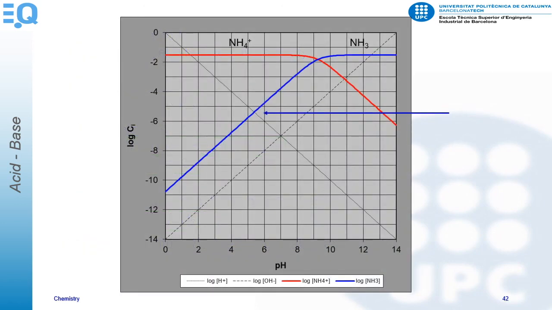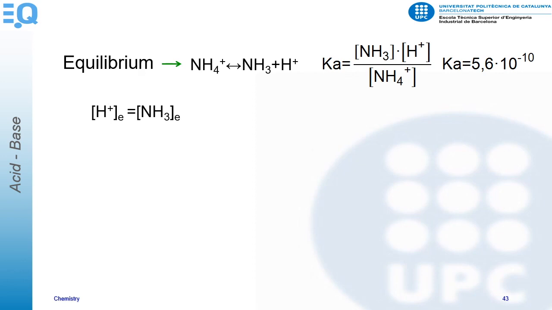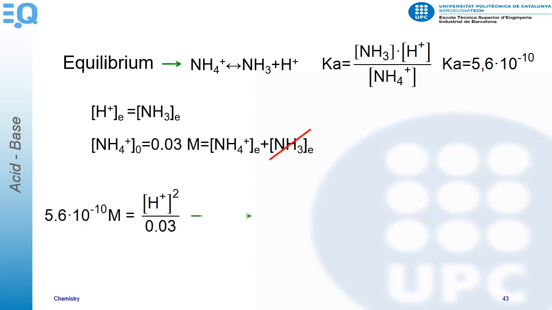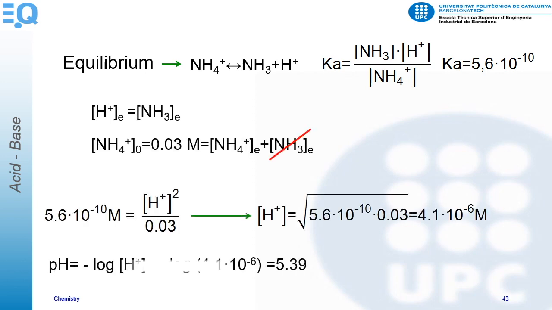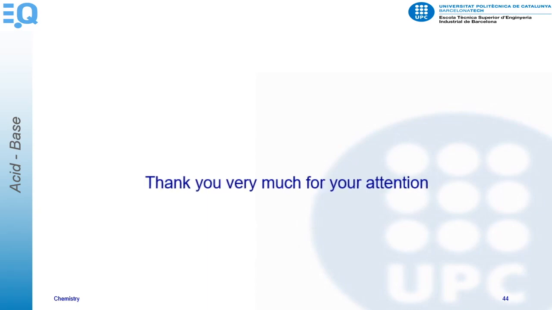This is the cut point from the graphic, which is indicated by the blue arrow. Substituting in the equilibria, we can calculate the concentration of all the species. The final pH is 5.39, and then we can find the concentration of all the other species.